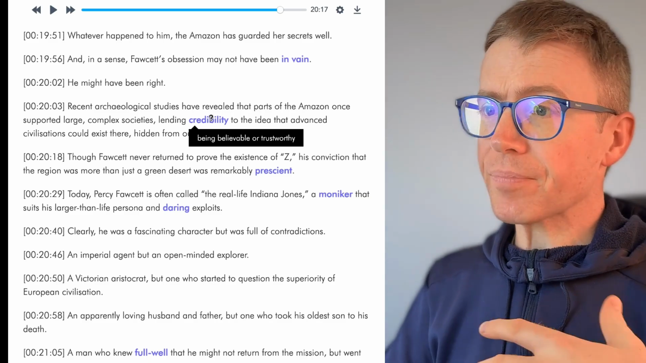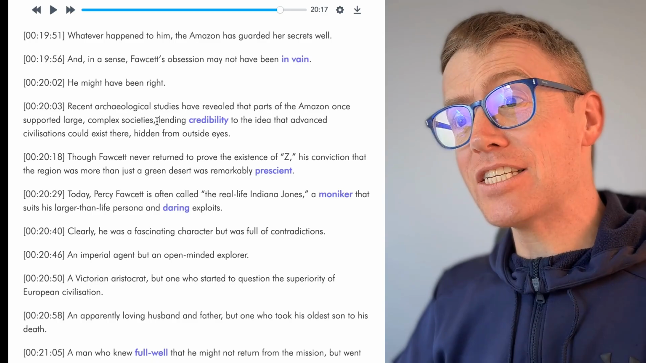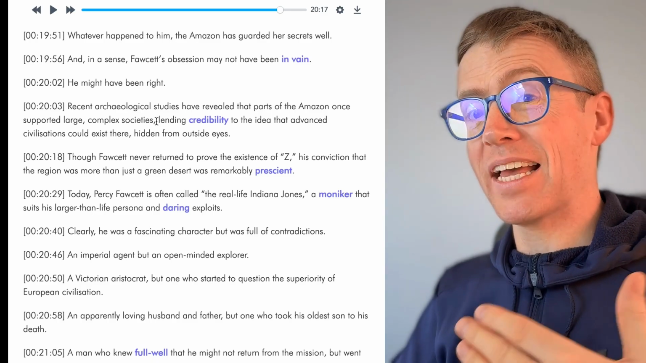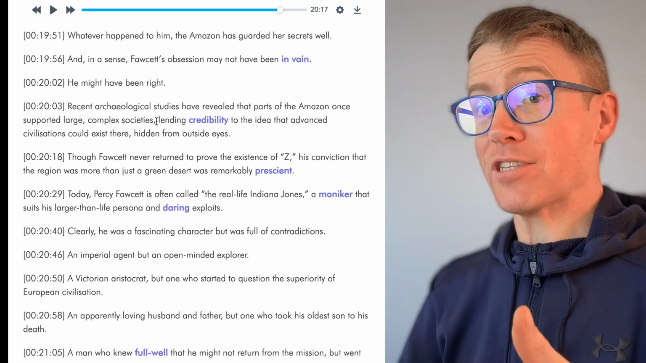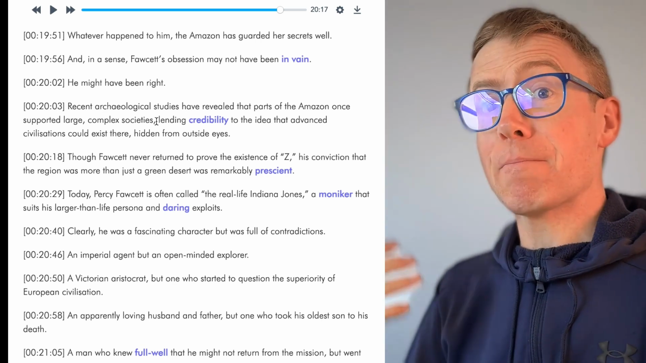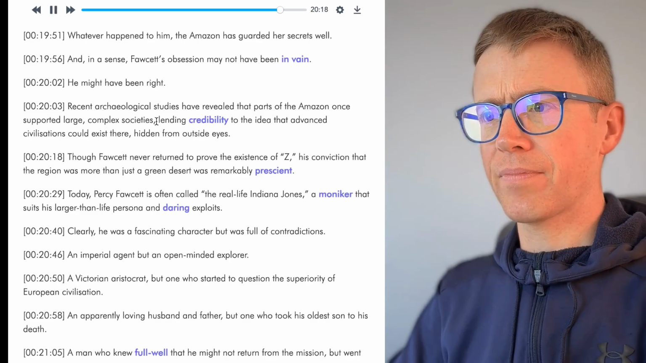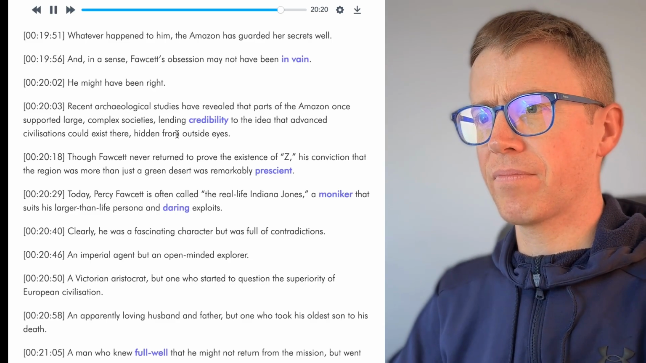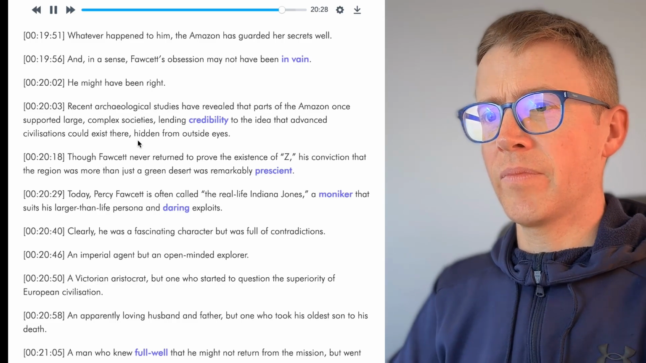Credibility, meaning being believable or trustworthy. And if you lend credibility, or if something lends credibility to the idea about something, it means it supports the fact that something could be true. Though Fawcett never returned to prove the existence of Zed, his conviction that the region was more than just a green desert was remarkably prescient.